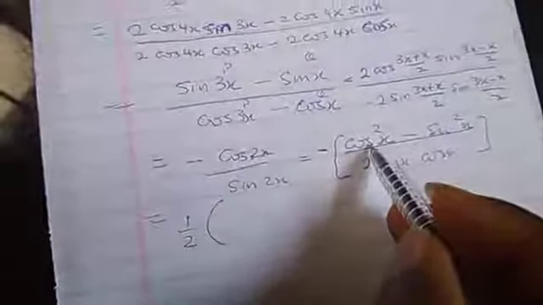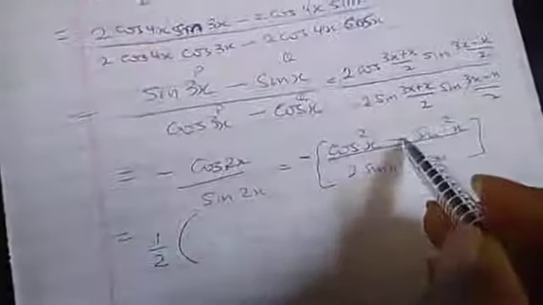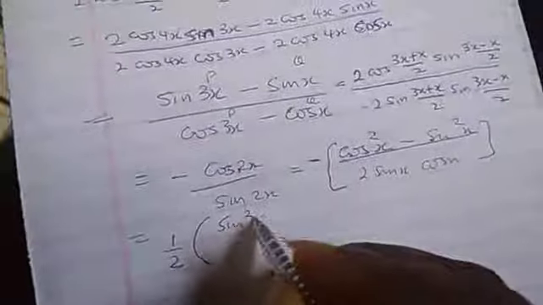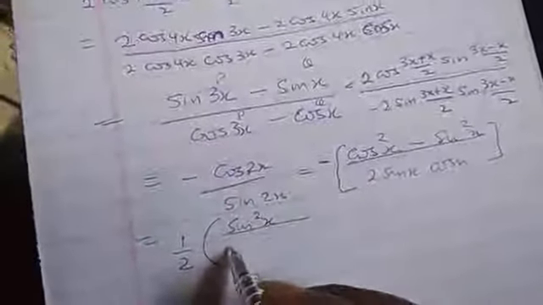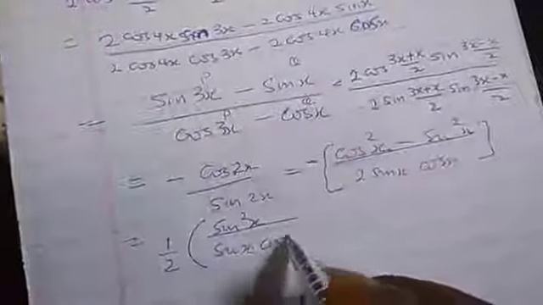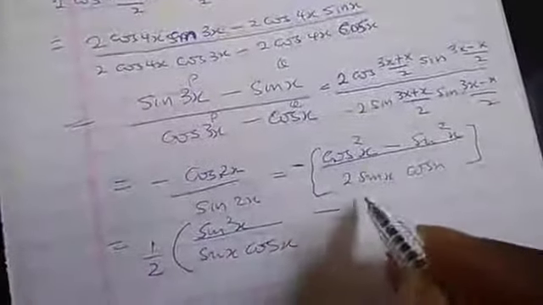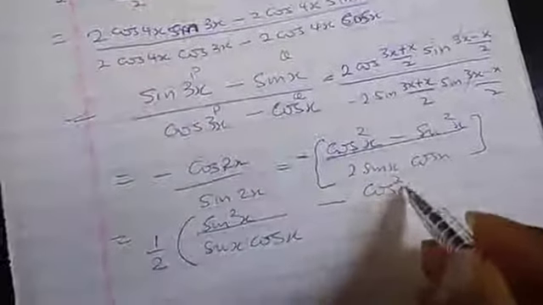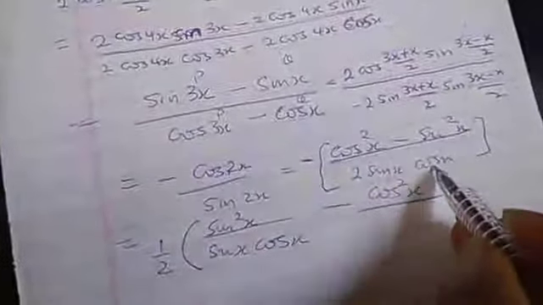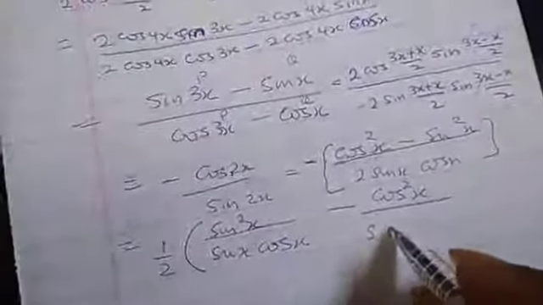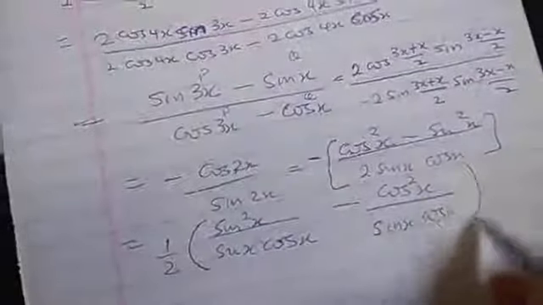If I bring it out, I'm going to have 1 over 2 into, there's minus here too. This minus will affect this cos. The cos will become minus, and the minus will affect this, it will become plus, so that I'm going to have sine square s divided by sine s cos s minus cos square s. I've divided this sine s cos s by these two separately, sine s cos s once again.